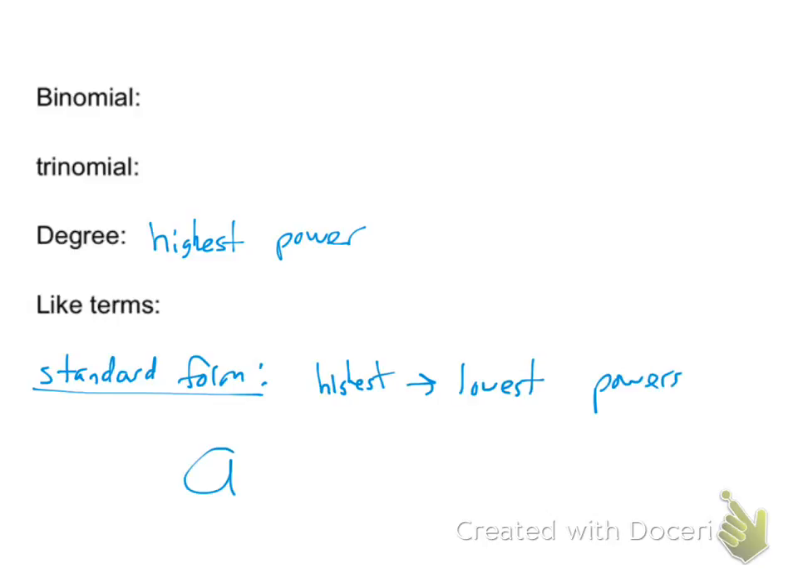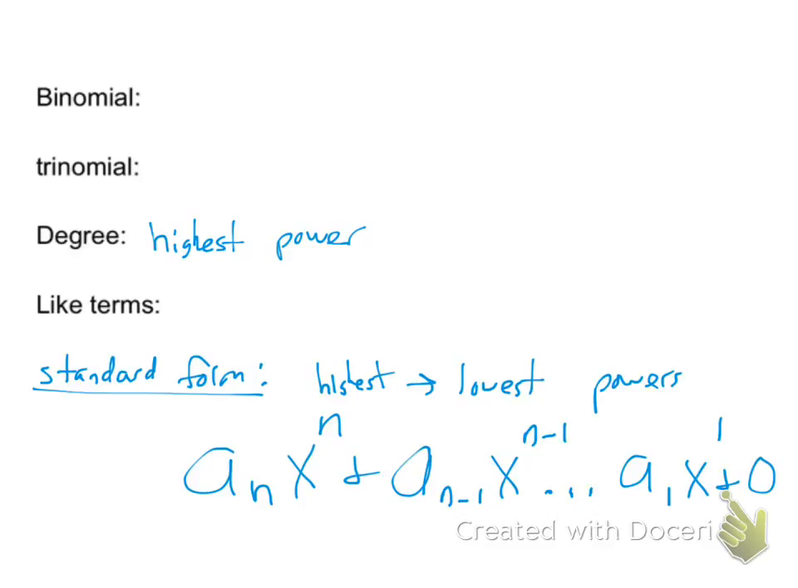Very generically, a sub n x to the n plus a sub n minus 1 x to the n minus 1, where n is the power, and it goes all the way down to a sub 1 x to the first plus a sub 0, which is your constant. This could have the 100th power, 99th power, 98th, and so forth as your exponents. The a sub n, a sub n minus 1 are just different coefficients on those powers. Coefficients, remember, are the ones in front.